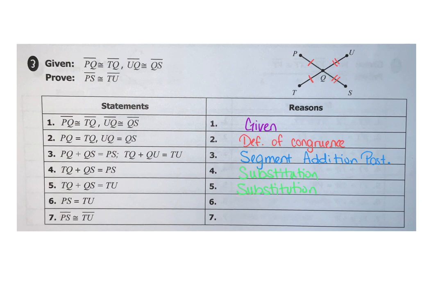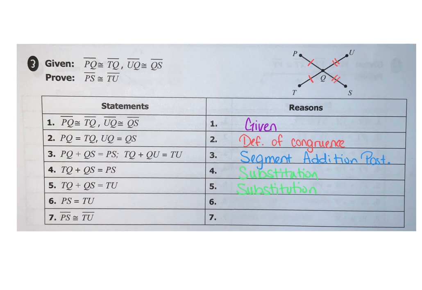Now here, we have gone full circle pretty much. PS equals TQ and QS. TQ plus QS equals TU. So PS equals TU. What did they do here? They said PS equals this equals TU, so PS equals TU.